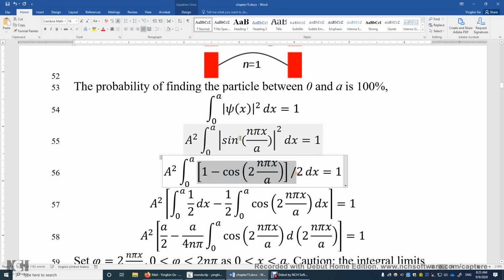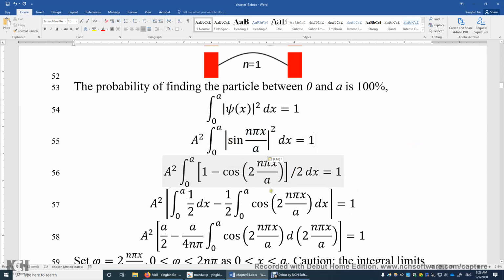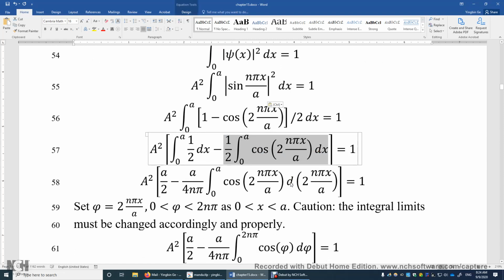So over here we have this. We can prove this easily, but I don't think I'll do that here. You can just Google this. Again, sine theta squared is simply 1 minus cosine 2 theta, and then divided by 2. All right? Okay, so we can easily integrate this 1/2. That's easy. We can integrate a cosine function. This is also trivial. You'll see this integral is actually 0 in the end. The integral of 1/2 is a over 2.